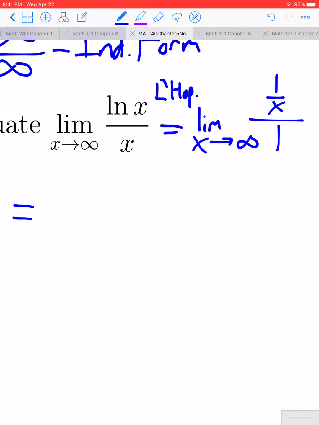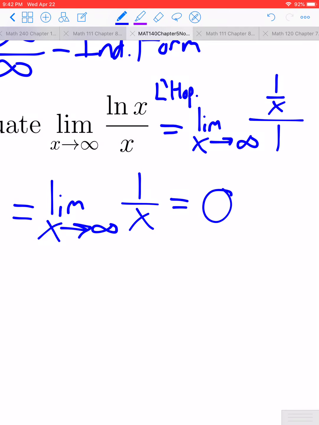So this is equal to the limit as x approaches infinity of 1 over x divided by 1, which is just 1 over x. And now as x approaches infinity, 1 divided by x is going to approach 0.